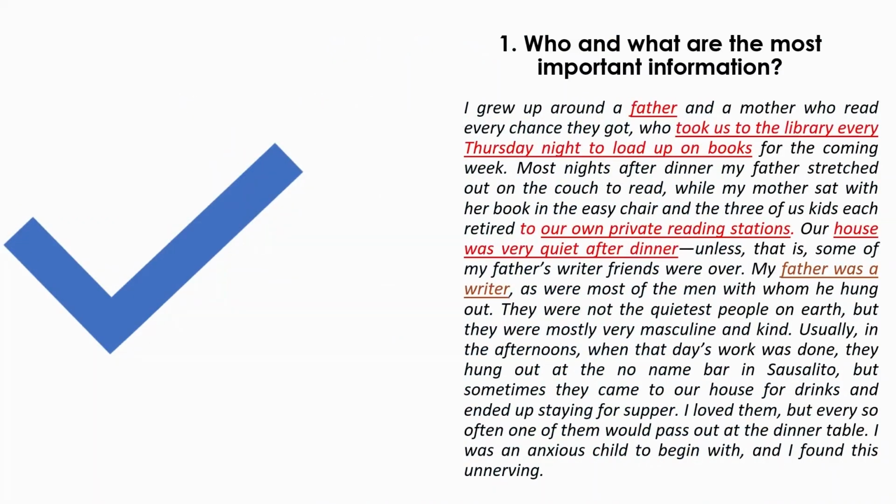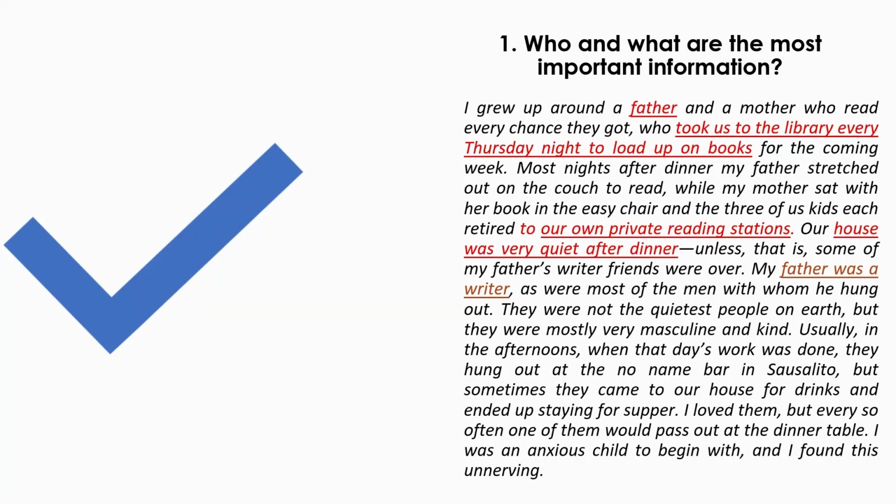And now, we move on to the annotation of the text. I have annotated the text in 2 ways. First one is highlighting for those who can clearly see colors, and the second one is underlining since I'm colorblind. So we figured out that the who of the text is the father, that is why there's an underline and highlight. The what would be took us to the library every Thursday night to load up on books.